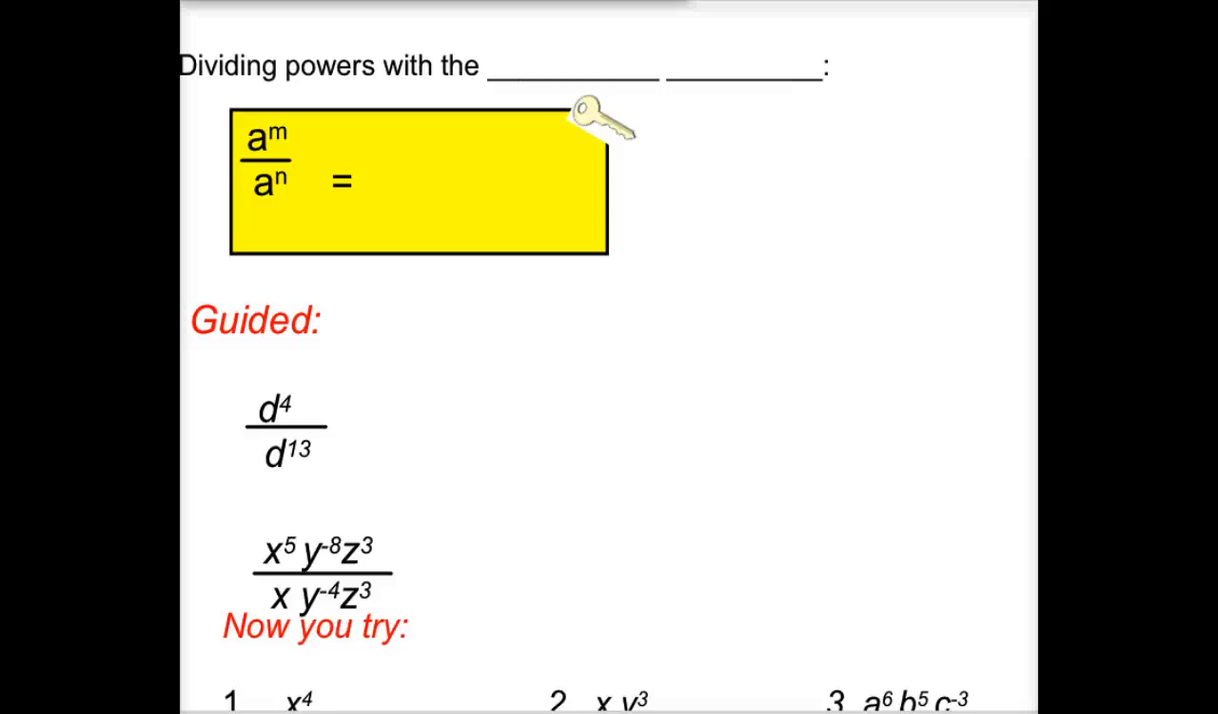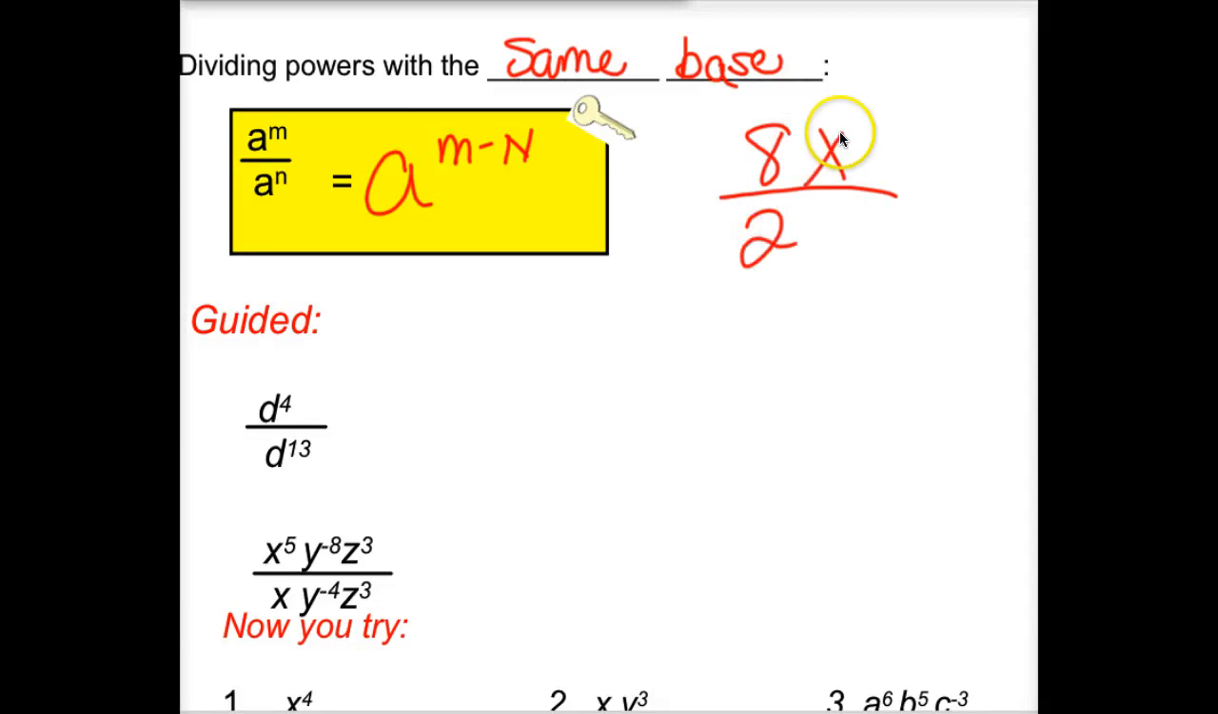So when I'm dividing powers that have the same base, again, we don't do this when they don't have the same base, I subtract the exponents. Now make sure you heard every word that I said. When you're dividing powers with the same base, you subtract the exponents.